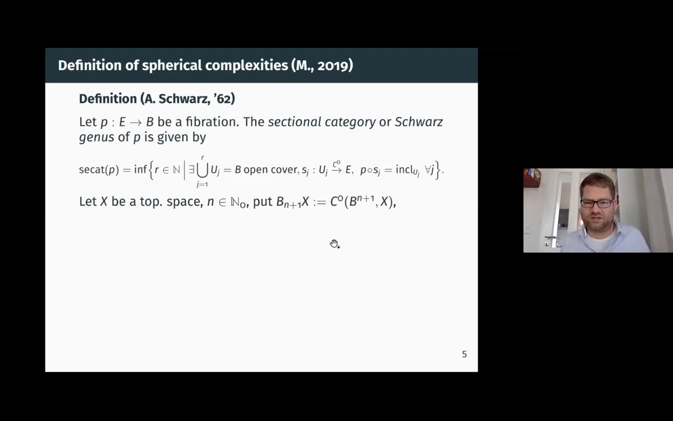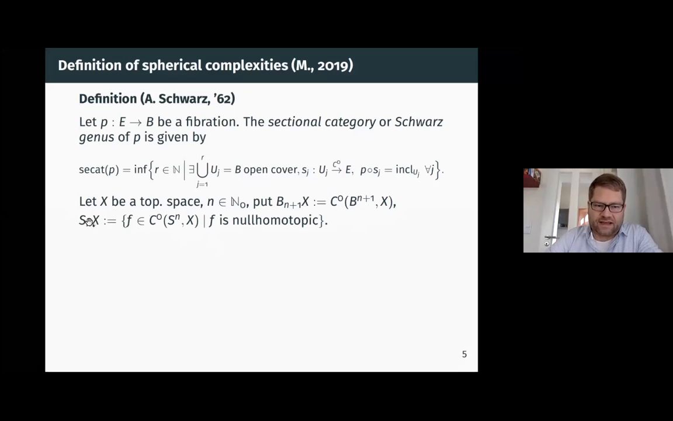Instead of loop spaces, I want to study sphere spaces for arbitrary spheres of arbitrary dimension. And for this purpose, I consider a topological space X and some number n. And let B^(n+1)X denote the space of continuous B^(n+1) balls in X. Then I consider the space S^nX, which contains all continuous n-spheres in X which are null homotopic. And I know, or it's easy to see, that a continuous map from the sphere to X is null homotopic if and only if it is the restriction of some map from the ball, so it can be extended to a map from the whole ball to X using the homotopy, for example.